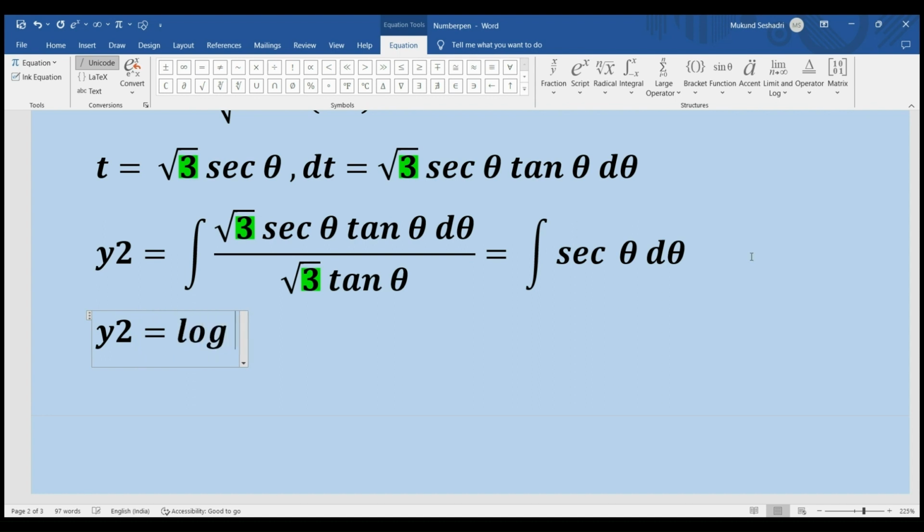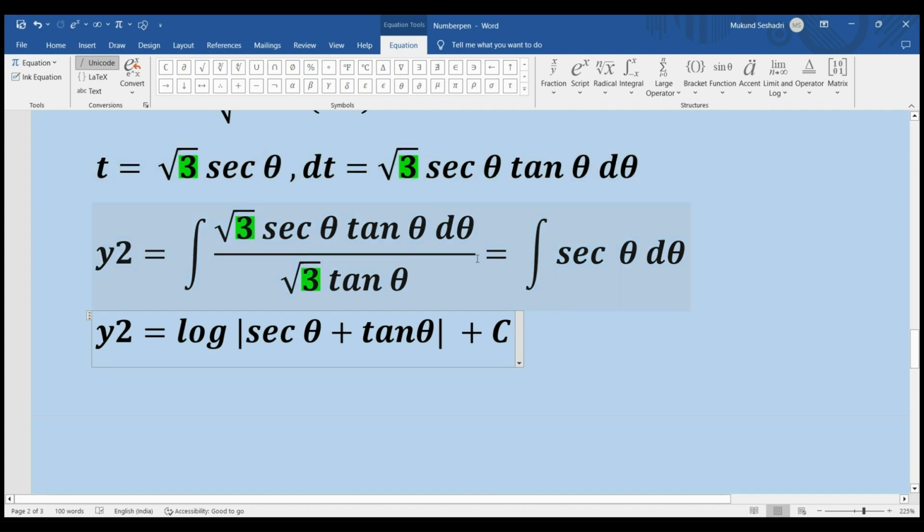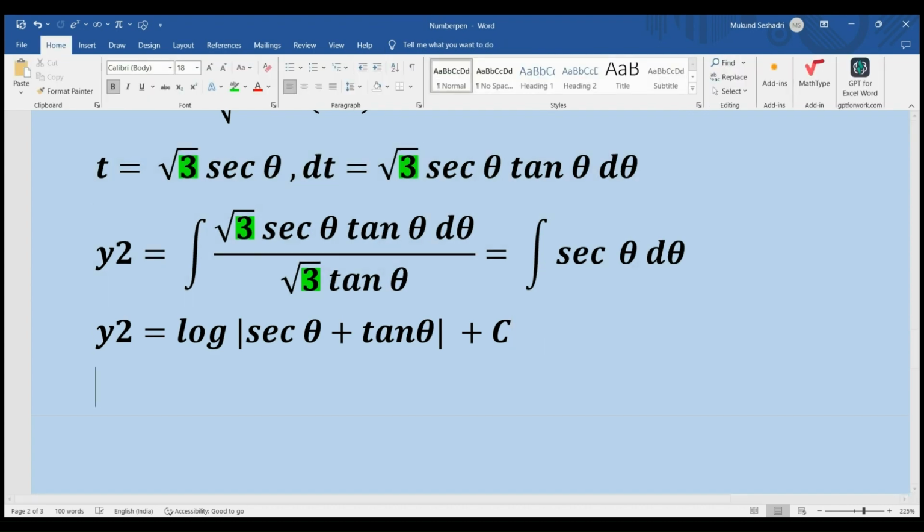So the answer to this is log of secant theta plus tan theta, and then I have my constant c. Remember the mod inside your log. And here again, I cannot leave my answer like this. I'll have to put back everything in terms of x. So what's that substitution we made?